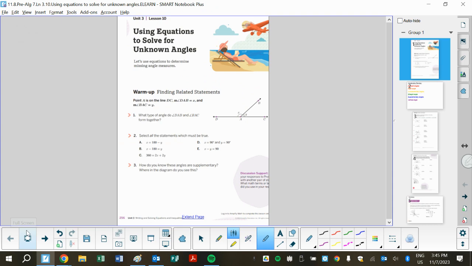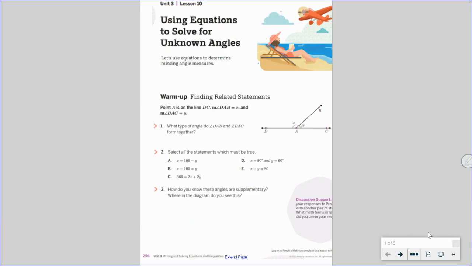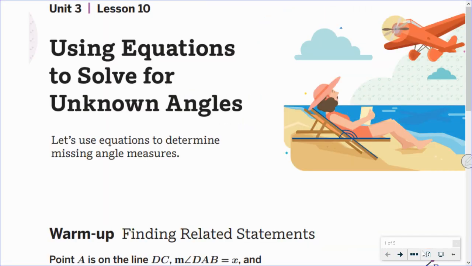Mr. Cowan here to help you through Unit 3, Lesson 10, entitled Using Equations to Solve for Unknown Angles. And let's go ahead and use equations. Our goal today: use equations to determine missing angle measures.